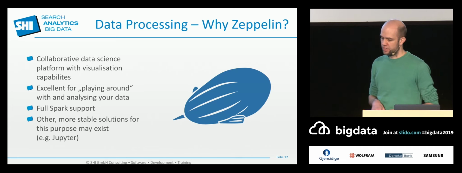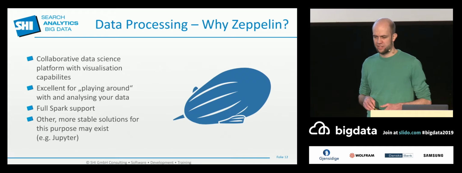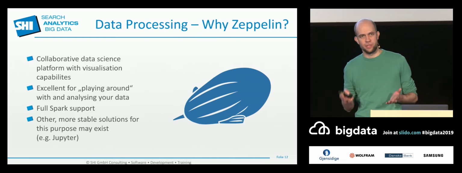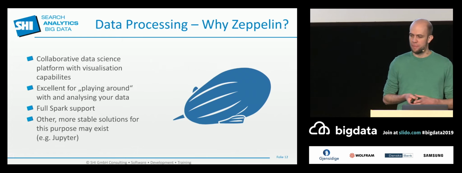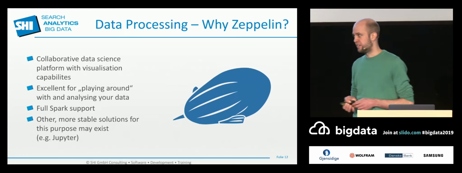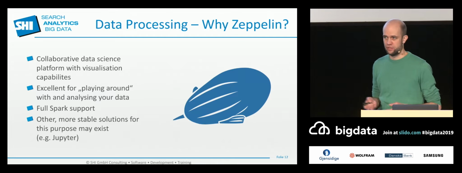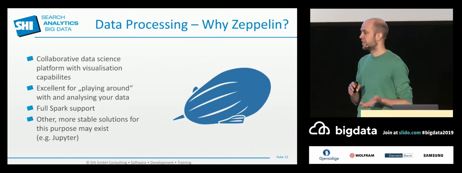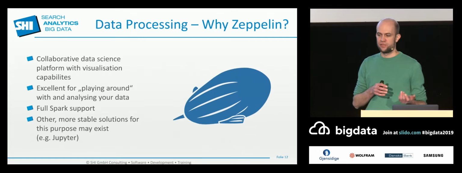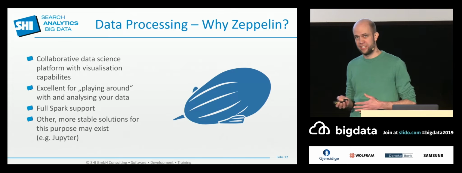Zeppelin might be a tool that not all of you are aware of. So Zeppelin is, I think, still incubating in the Apache Software Foundation. It's a collaborative data science platform with also visualization capabilities. And it is excellent for playing around with and analyzing your data. So if you know Jupyter notebooks, Apache Zeppelin is kind of the same, but it has full Spark support without the necessity of integrating anything.